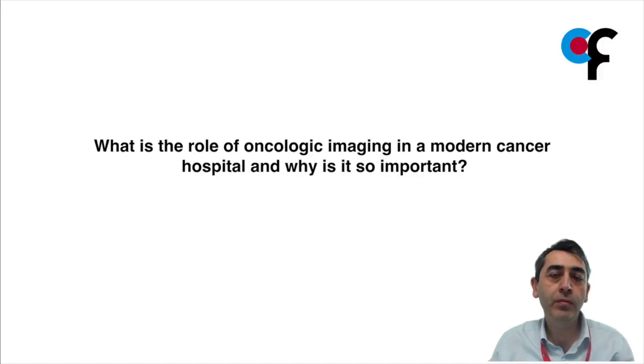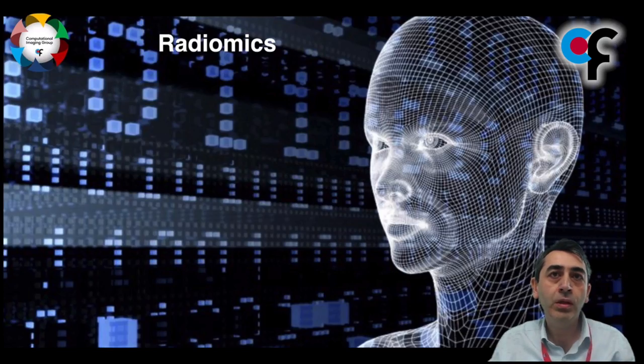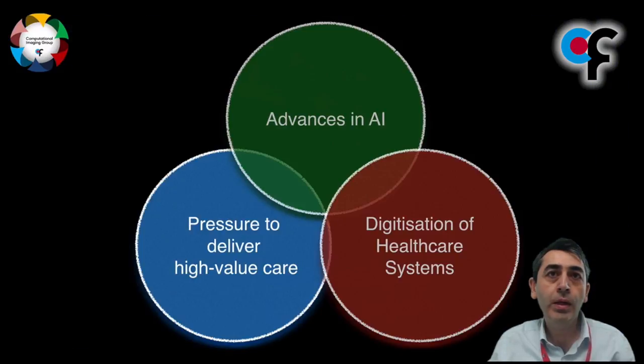As in other fields of medicine, radiology is currently experiencing dramatic changes regarding the way that radiologists are dealing with images. A transition from visual interpretation of images, which is highly variable, to the extraction of high-dimensional meaningful data is happening, the so-called radiomic signatures that can be used in conjunction with deep learning algorithms to predict clinical outcomes. Nowadays, there is increased pressure to deliver high-value care instead of high-volume care.